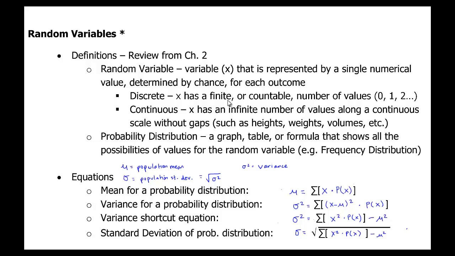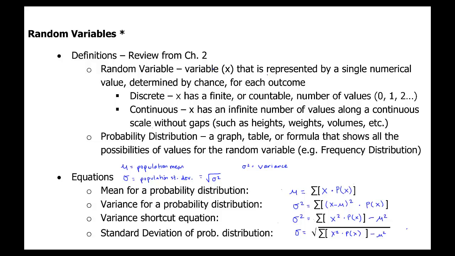We're looking at random variables, and a random variable is something that's represented by a single numerical value which is determined by chance for each outcome. This would be an example of a quantitative variable, and we learned that quantitative variables have two types. There's discrete, which means there's a finite or countable number, and continuous, which has an infinite number within a range, such as heights and weights.